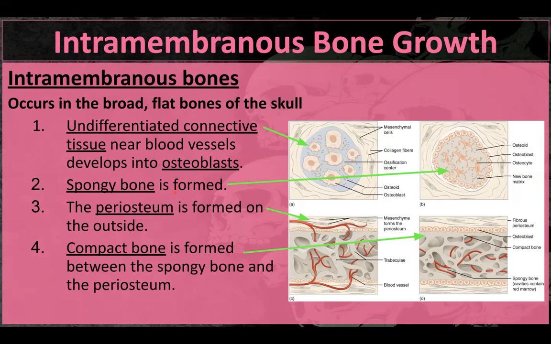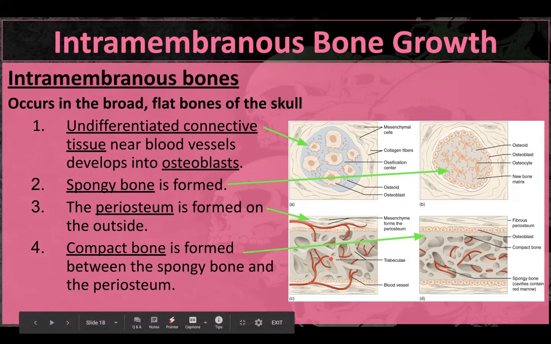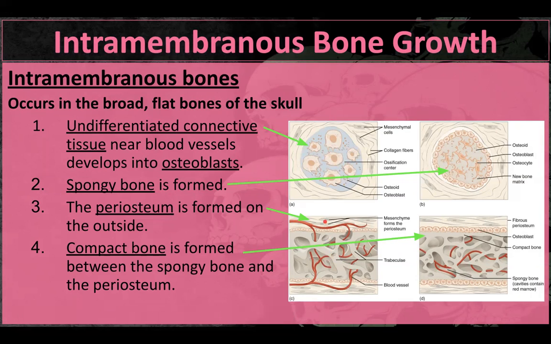The next step is that the periosteum, the dense, irregular connective tissue, is going to form from the outside. This is the covering for the bone. So we start with the cells building the bone tissue from the inside, specifically spongy bone, and then periosteum forms on the outside to cover the bone. Remember that the spongy bone is around the center in the middle of the bone, and the periosteum is on the outside.